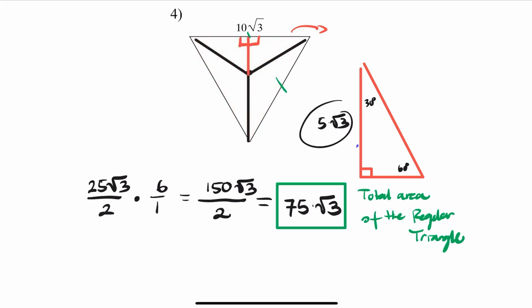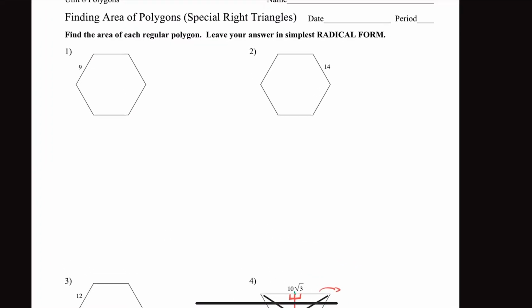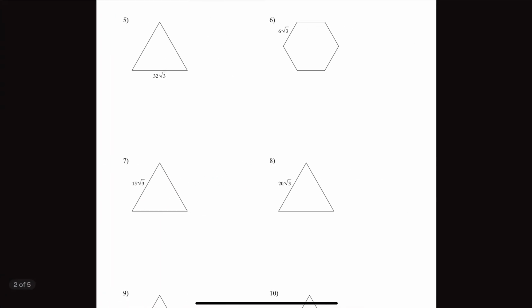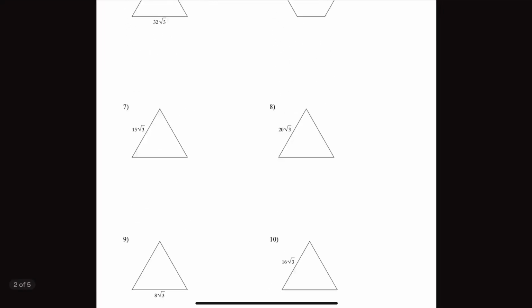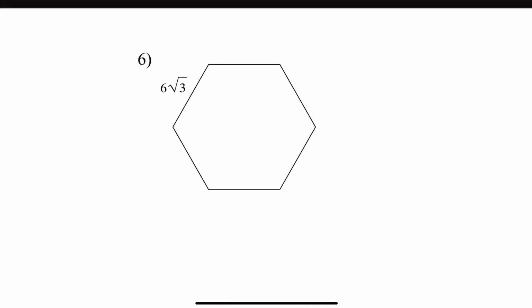And so you can pause the video here and try some problems on your own, but I'm going to go ahead and do one more. This time it's going to involve not a triangle, but we can look at one of these hexagons. Let me find a hexagon problem. Let me go ahead and do this one right here.